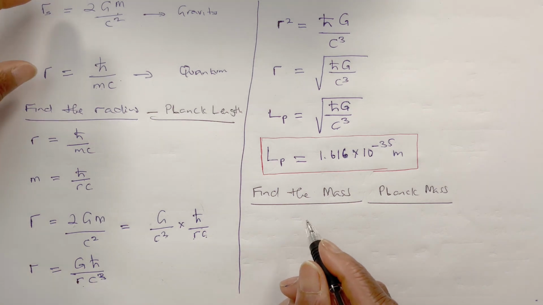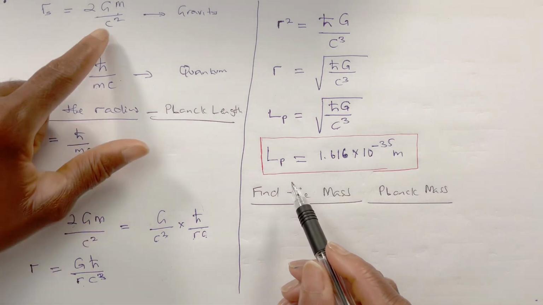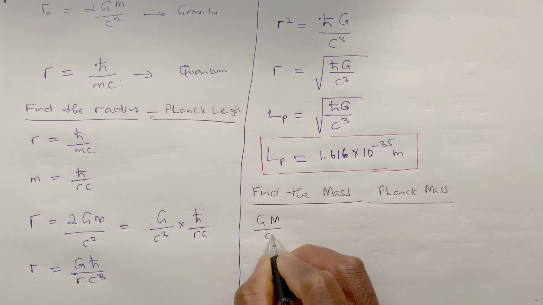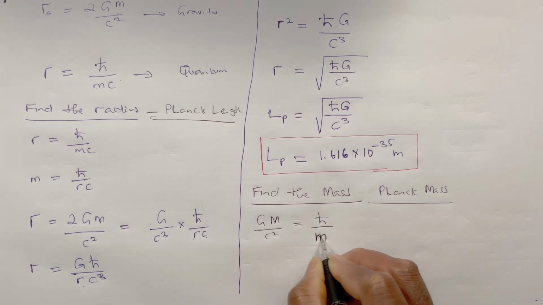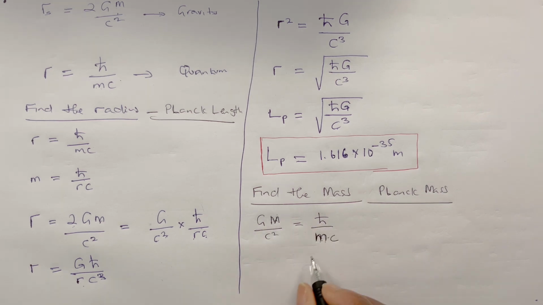So I need to eliminate the radius here. So equate these two together. But remember, you have to forget that too. So just equate these two together, make m the subject. So let's do that. So we go G m over c squared must be equal to h bar m. Well, let's assume these are the same masses. So over c and multiply them together.